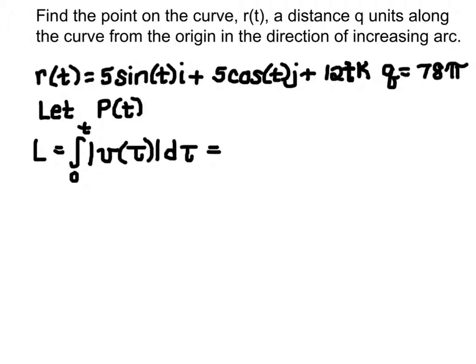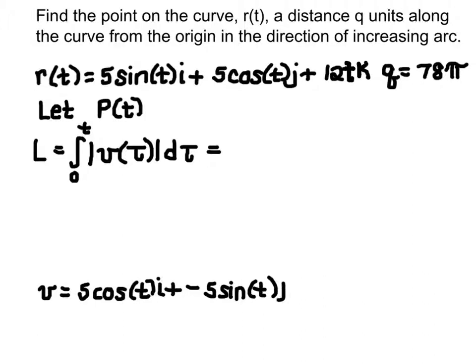Our velocity vector, v, is the derivative of 5 sine t, which is 5 cosine t, and that's in the i direction, plus the derivative of 5 cosine t, which is a negative 5 sine t, in the j direction, plus the derivative of 12t, which is 12 in the k direction.